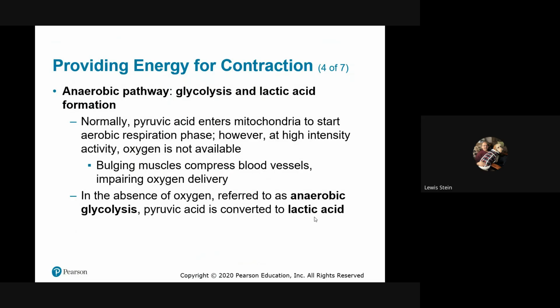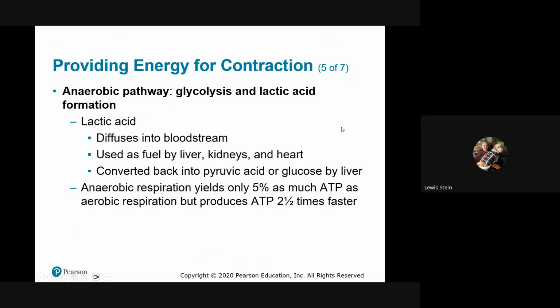So with all of this explanation for you, the lactic acid gets into the bloodstream. Lactic acid can be used even by the heart, your kidneys, or your liver. But sooner or later, it's going to build up so much that you're going to enter something called acidosis. These waste products are going to accumulate and take their toll. So it yields only 5% as much ATP, even though it does it faster, because it doesn't go through this complicated thing called the Krebs cycle.